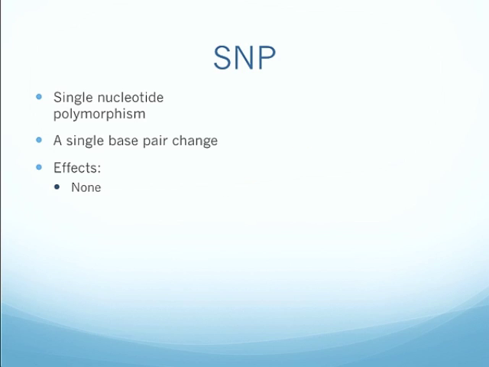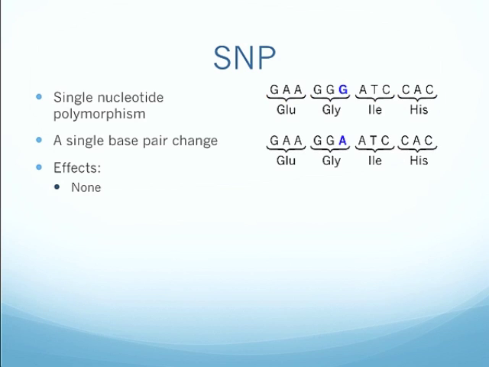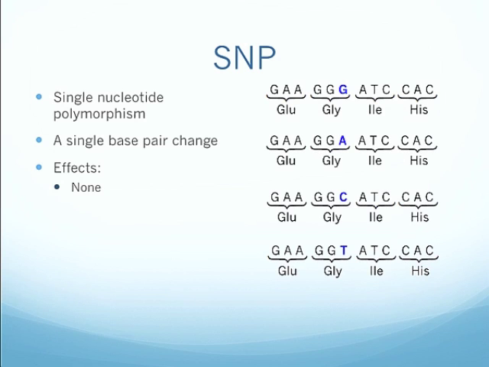Another way to have no effect is if the SNP is in the third base pair of a codon. So in this example, you can see any possible SNP at this location would still result in a glycine. This is called the third base pair wobble, because regardless of the SNP, it'll code for the same amino acid. A mutation which does not cause an effect is called a synonymous mutation.